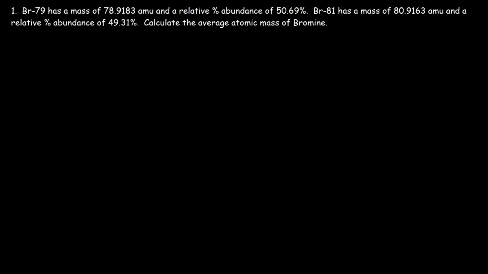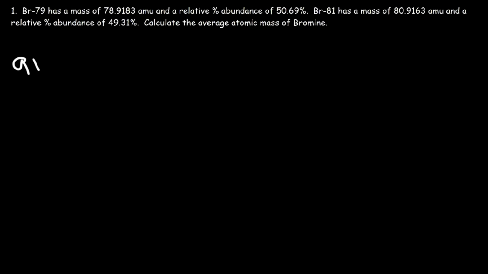Isotope bromine 79 has an atomic mass of 78.9183 AMU, or atomic mass unit, and we're given the relative percent abundance for that isotope. Now we're also given the same information for isotope bromine 81. We have the atomic mass and the percent abundance. So with this information, how can we calculate the average atomic mass of the element bromine?